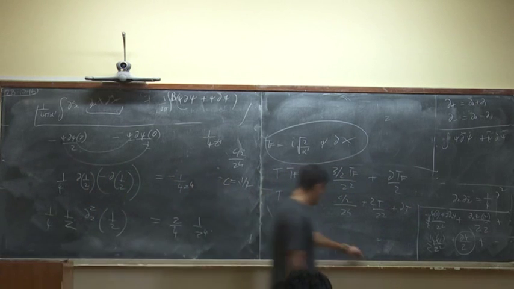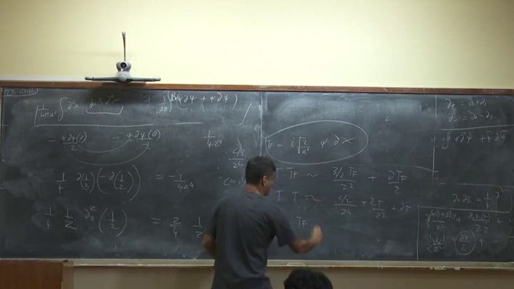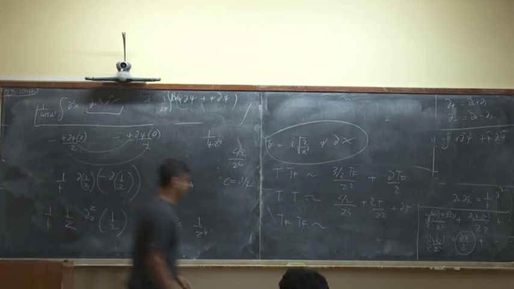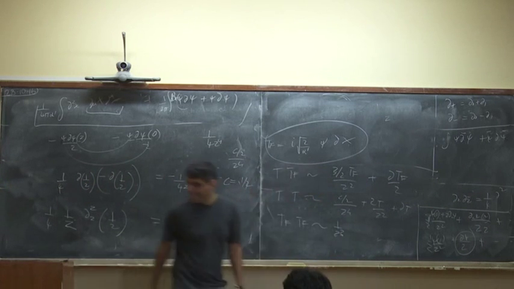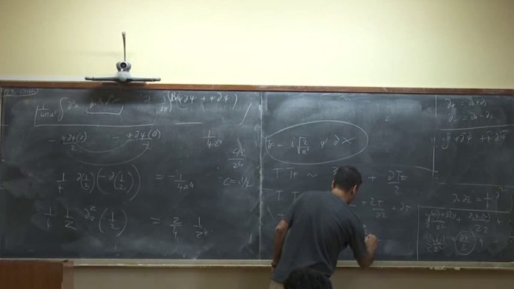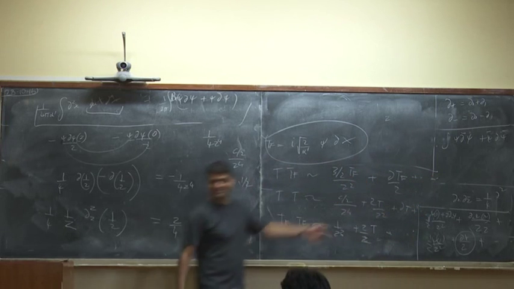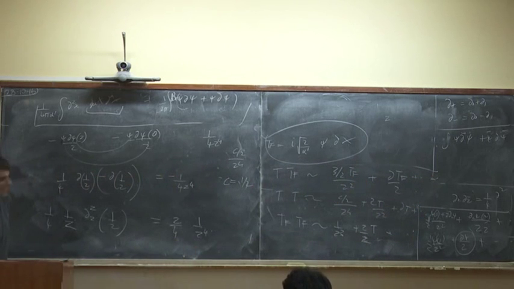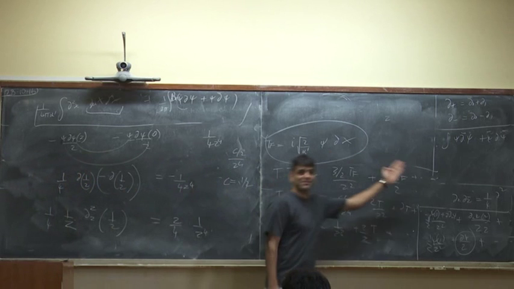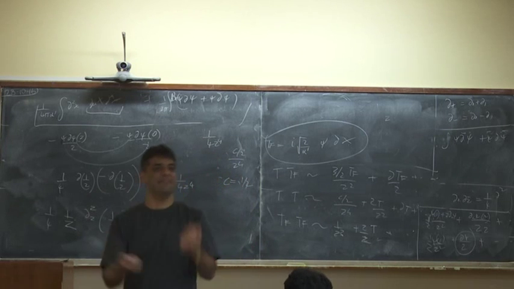Okay. What's really interesting is that the third possible OPE closes. That is, TF TF turns out to be 1 by z cubed plus 2T by z. Okay? What this means is that the full set of commutation and anti-commutation relations of modes built out of T and TF closes into an algebra.